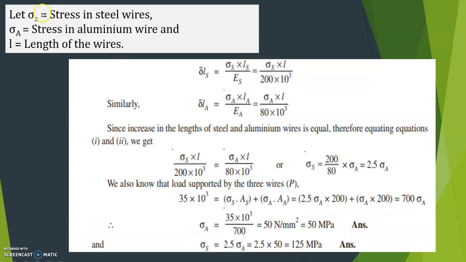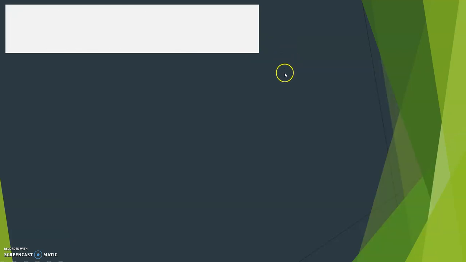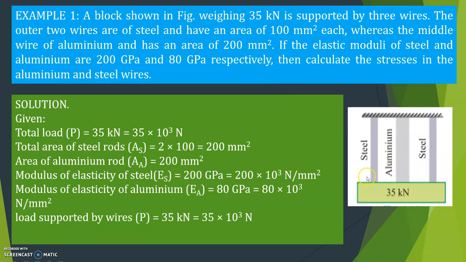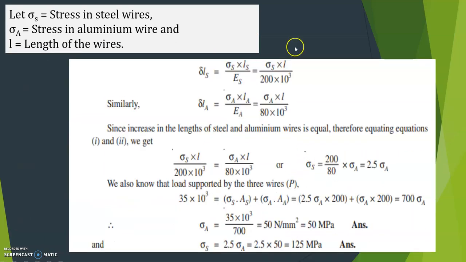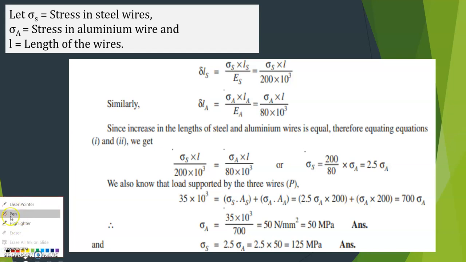Let us take sigma S as the stress in the steel wires and sigma A as the stress in the aluminium wire. L is the length of the wire. Here the length is the same. You can see the length of the steel and aluminium is the same. So what can you write? First write the deformation for steel. What is the deformation of steel? Delta LS is equal to, what is the deformation formula? Delta L is equal to PL divided by A into E, right?